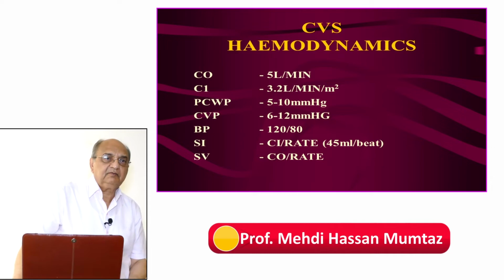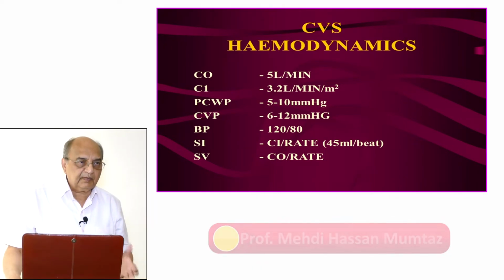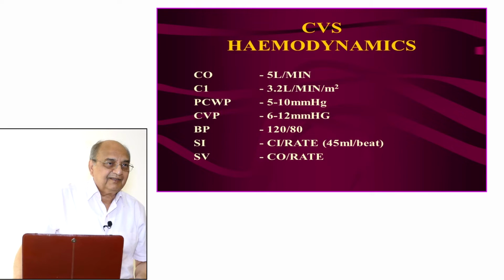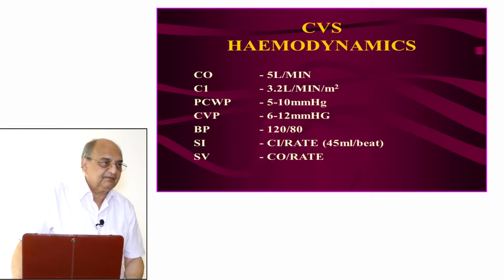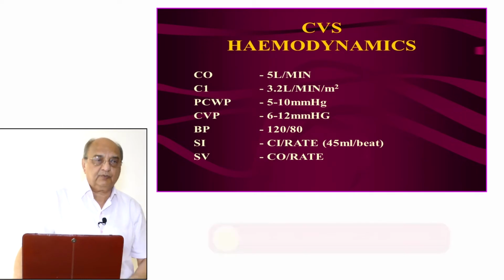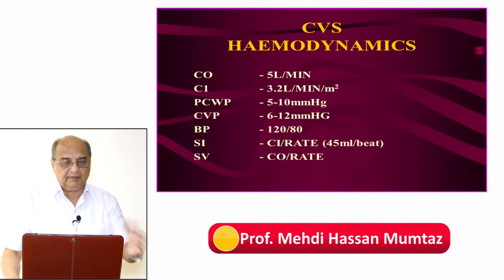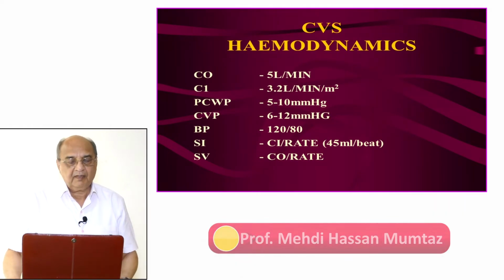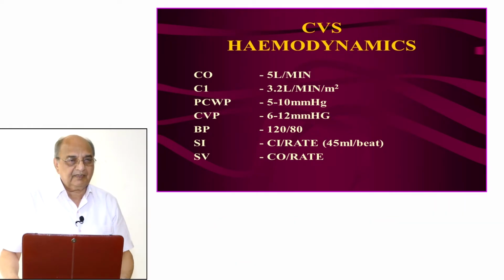Does anyone know? You don't even know yourself, so what about others? How much is your surface area? In a normal person with a normal height it should be 1.7 square meter. So if you divide the cardiac output by the surface area, that becomes the cardiac index.